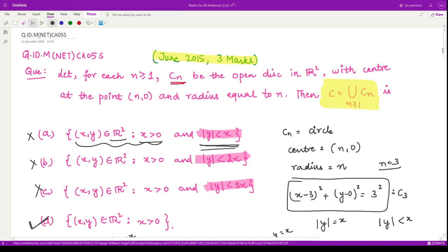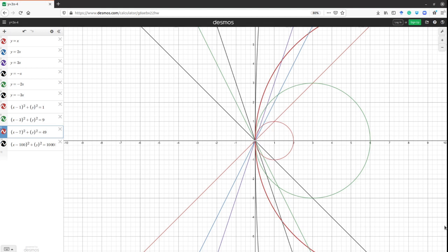Why? Let us have a more visual look at this. Just wait a second. Here I have drawn these lines: y is equal to x, y is equal to 2x, and y is equal to 3x. This is the line y is equal to x, this is the line y is equal to 2x, and this is y is equal to 3x. Similarly, these lines over here represent the regions mod y less than x, mod y less than 2x, and mod y less than 3x, right?